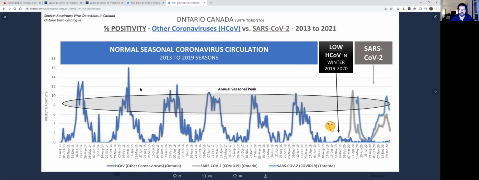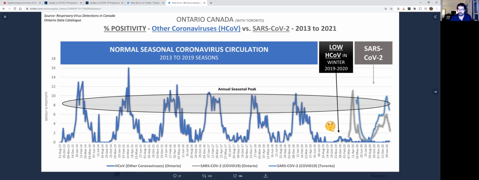Sometimes it goes a little higher, but pretty much 10% every year is the seasonal peak. And it happens right around Christmas. You see that every single year. And then, so these are the old coronaviruses, the common cold, the HCoV viruses that would circulate before SARS-CoV-2. And then I'm showing SARS-CoV-2 here as the predominant coronavirus because the HCoV viruses were essentially gone.